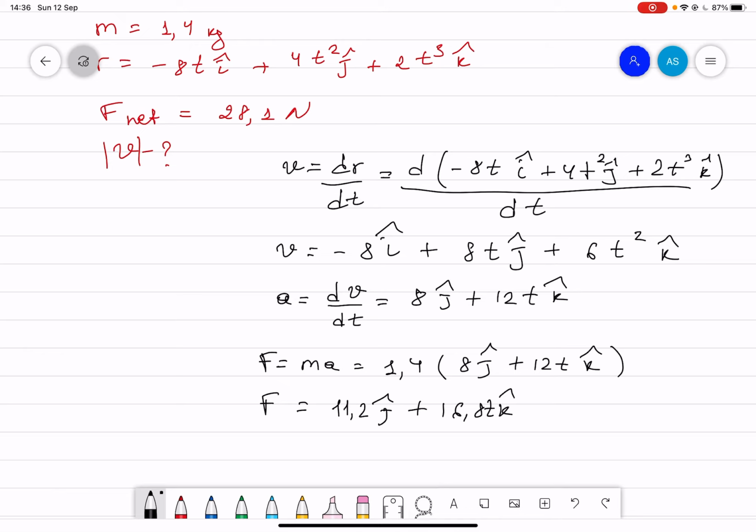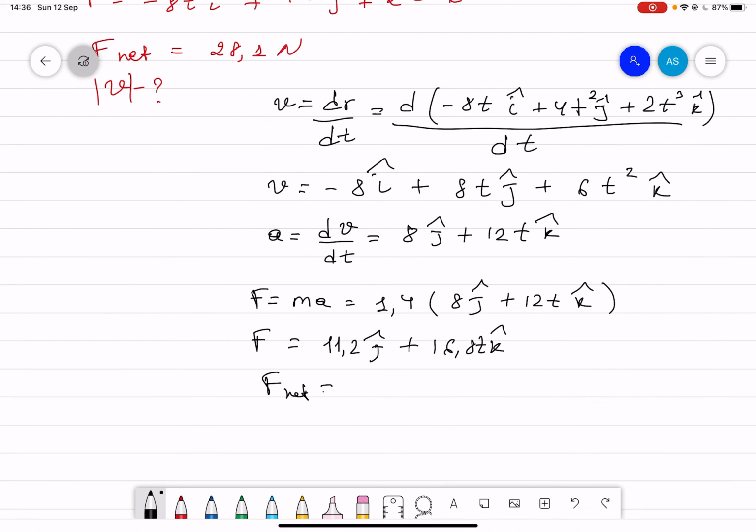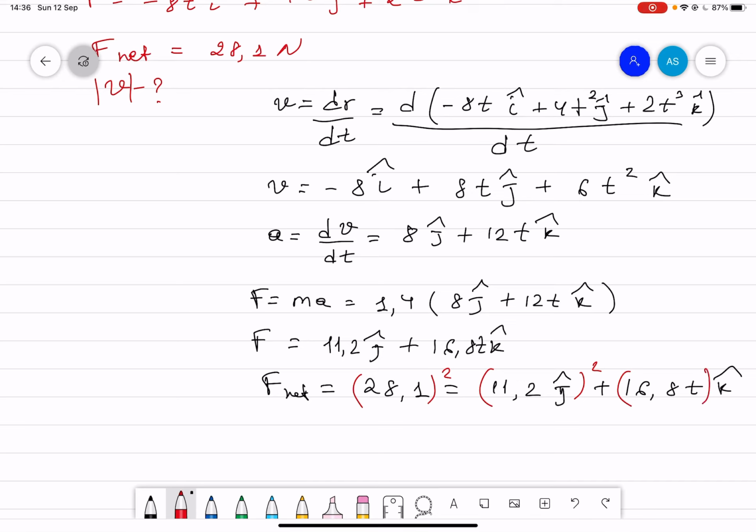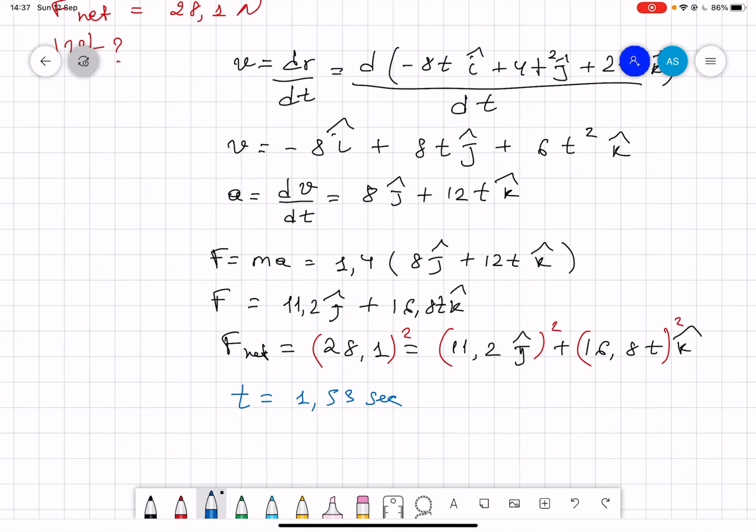Okay, now we know that we have to find the speed when the net force acting on it reaches the value of 28.1. So that means when F net is equal to 28.1, then that should be equal to the 11.2 j vector plus 16.8t k vector. Then from here what we can do is we can basically square and from there we can find the time. And if you do the calculation, then you should find that the time is equal to 1.53 seconds.